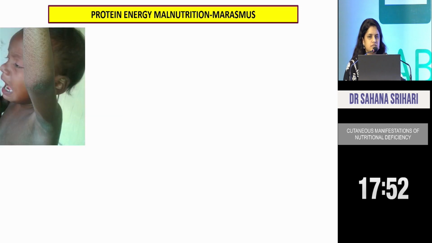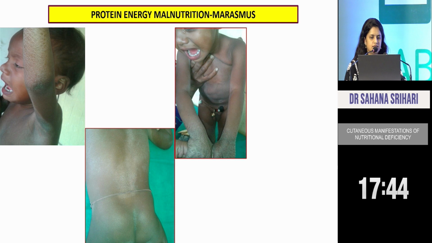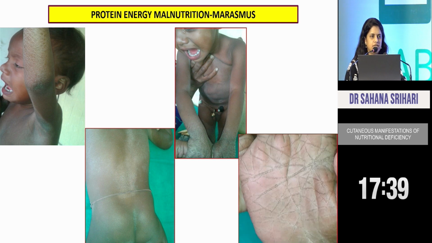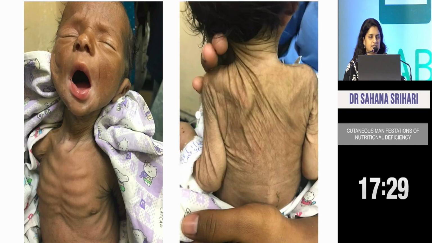Whereas in marasmus, the child is very irritable, the skin is very dry, scaly, and there are ichthyotic changes in the skin. There are dry patches. Here the acral areas are involved in this picture, and there can be hyperlinearity in the palms. This is again another picture showing a marasmic child. There is loss of subcutaneous fat, the child is apathetic, and there is increased wrinkling on the skin.